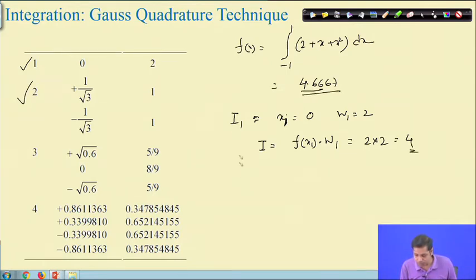This is for 1 point. Now, do it for 2-point integration. What is 2-point integration?